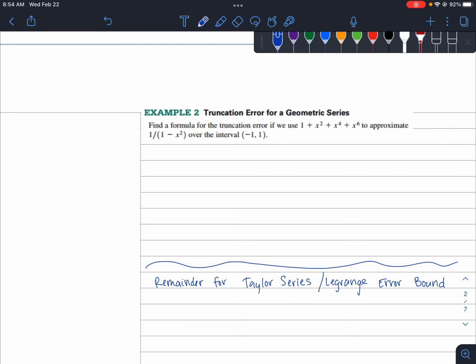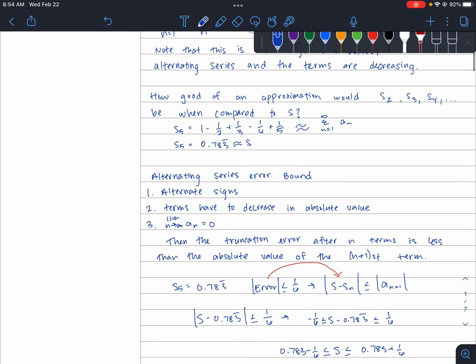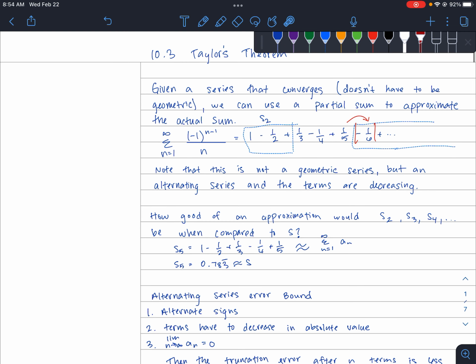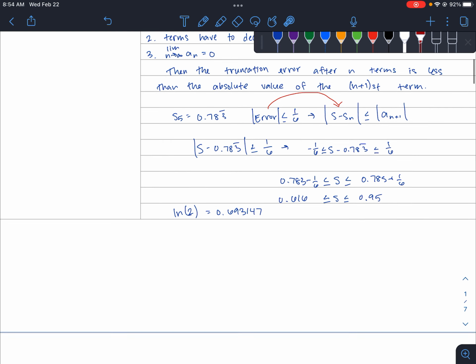We talked about the alternating series error bound, which essentially says that the error, whenever I take the sum of the function and subtract my partial sum, that's how much error there is in my approximation. Well, if it's an alternating series with this criteria, then the error has to be less than or equal to the absolute value of the n plus 1 term.